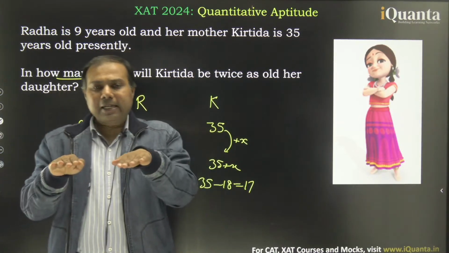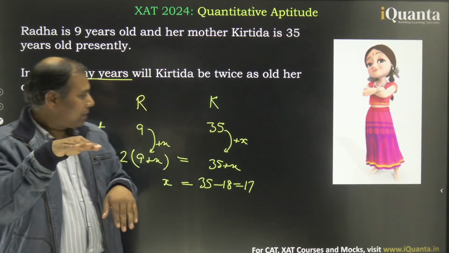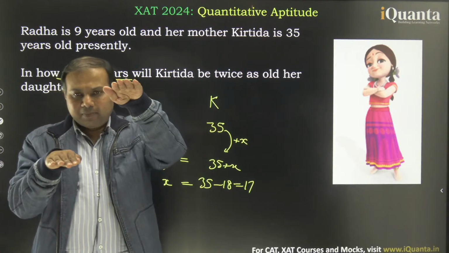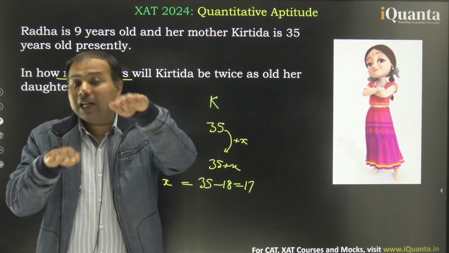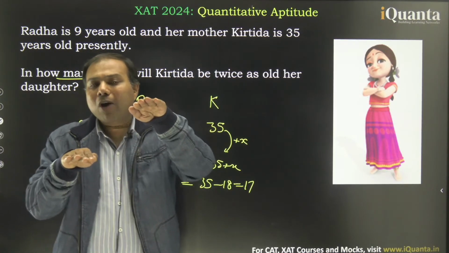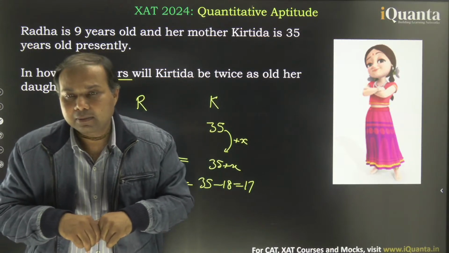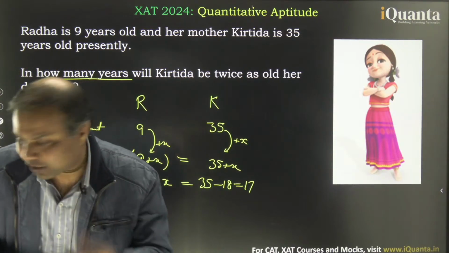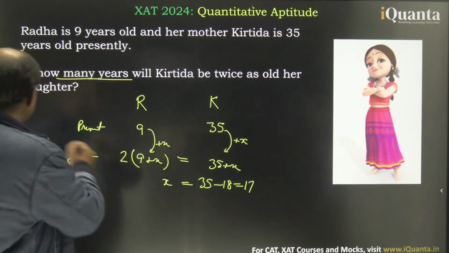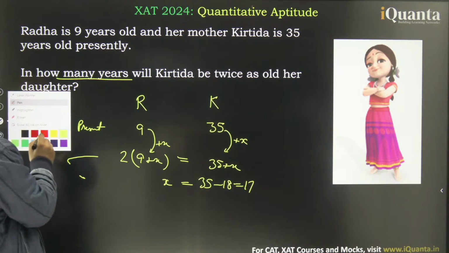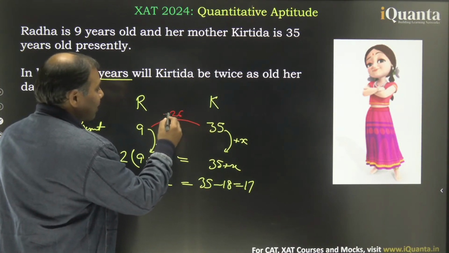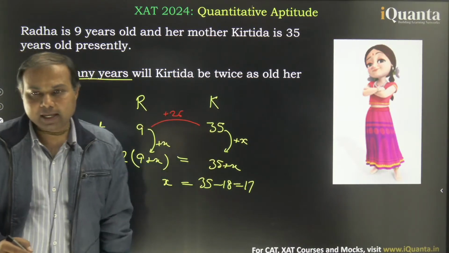See, presently age of Radha is 9 years and age of Kirtida is 35, right? So after 1 year, what will be the difference of their ages? Presently the age difference is 26. Many of you are writing that age difference. So presently age difference between the two persons is 26, right? Here gap is 26. 9 plus 26 is 35.